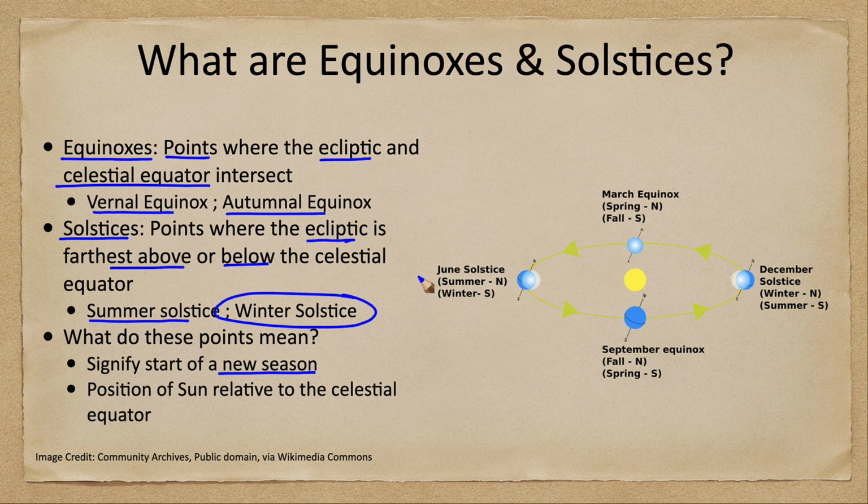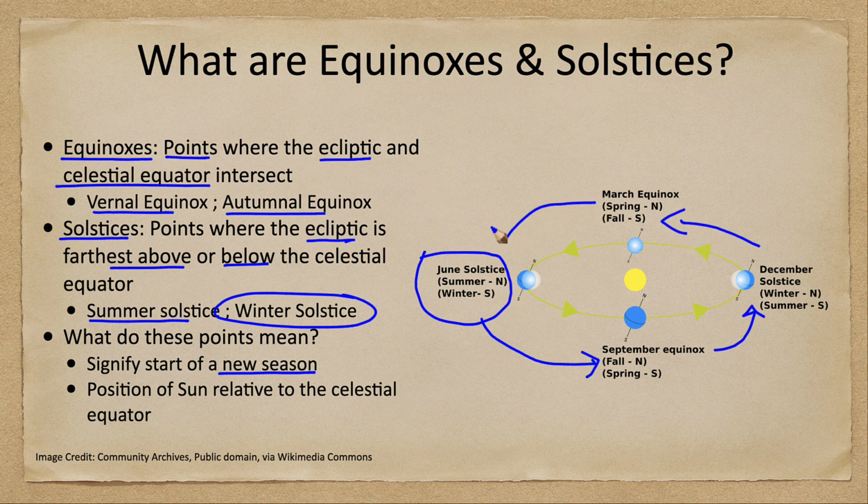So if we start over here, the June solstice, which is summer for those of us in the northern hemisphere, then that would be the beginning of summer for the northern hemisphere, the winter for the southern hemisphere. 3 months later, we will be moving into the September or fall equinox for the northern hemisphere, spring equinox for the southern hemisphere. And then 3 months later, we will begin winter for the northern hemisphere and summer for the south. And we continue on through this vernal equinox in spring, and then back to the summer solstice. Again, I'm doing this from a northern hemisphere point of view.